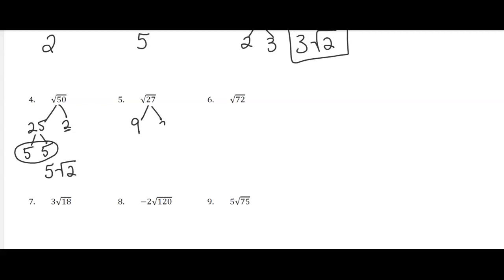27 is 9 times 3, which is 3 times 3. And again, in order to take them out, you have to have 2 of them. So I'm going to take out 1 3, and then this is left underneath.